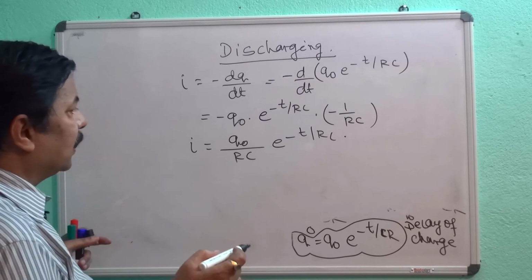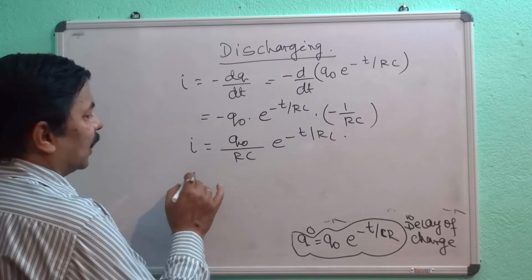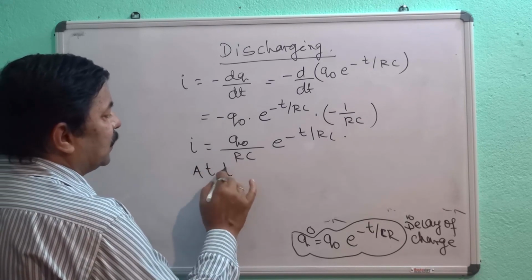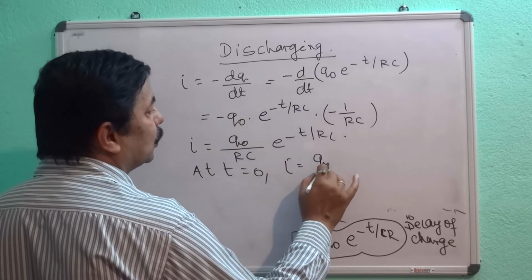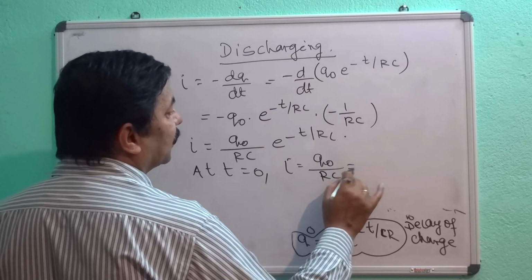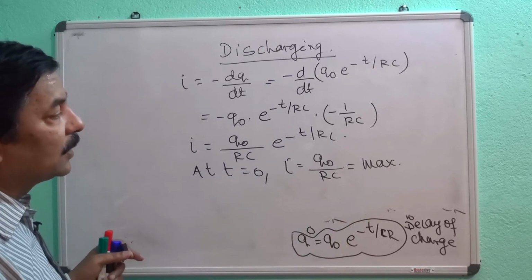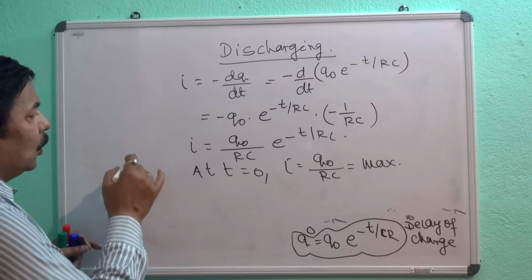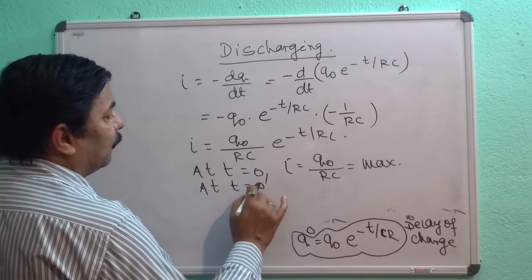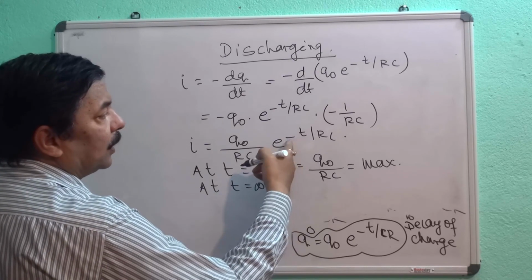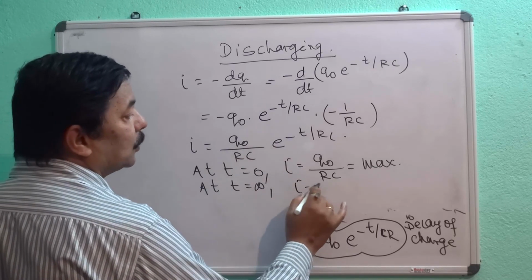Also you should understand the relation. Initially the current is maximum: at t equals 0, I is equal to q naught by RC, that is your maximum. And at t equals infinity, it is e to the power minus infinity, 1 by infinity, that is 0, so I is equal to 0.